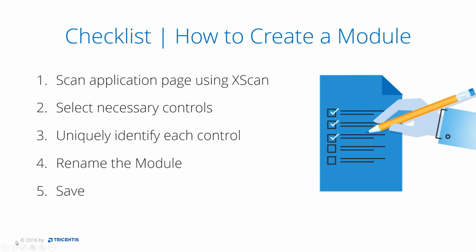So, how do you create a module? Simple checklist. You scan the application page using the XScan. You select the controls that you wish to have within the module. You uniquely identify each control that you wish to automate. You rename the module, and then you save. Simple as that.